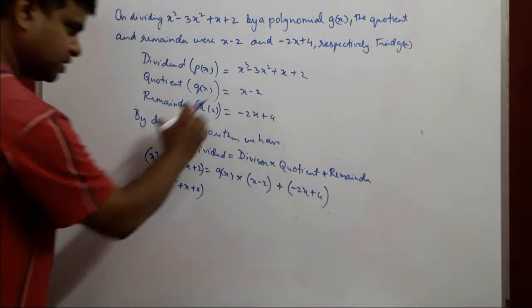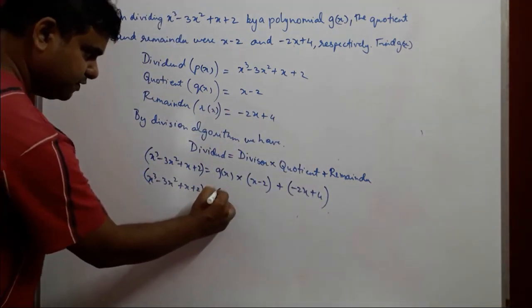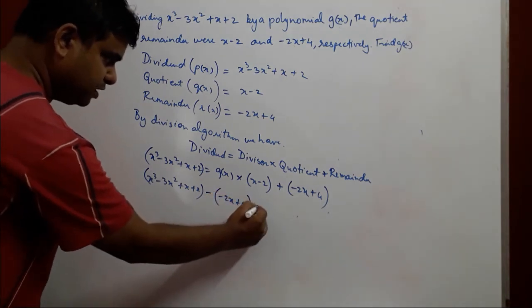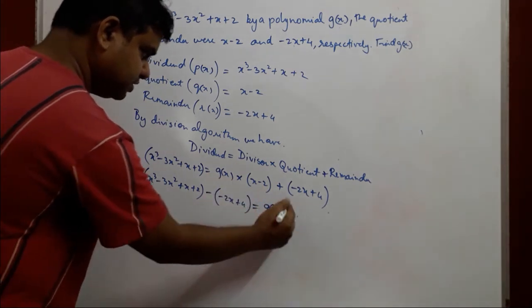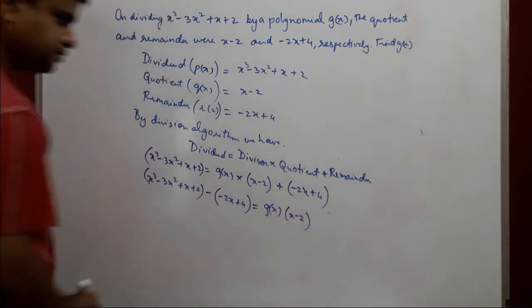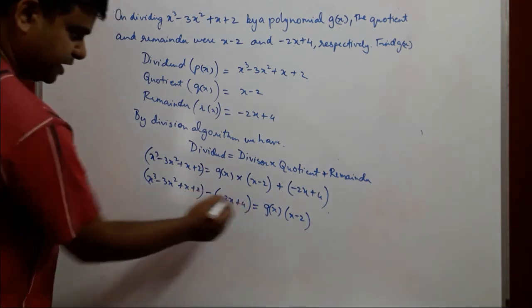Then this whole term comes on the other side of the equal to sign and becomes negative. Negative minus 2x plus 4 equal to g of x. This whole thing remains here, into x minus 2. Then we can open the bracket next.